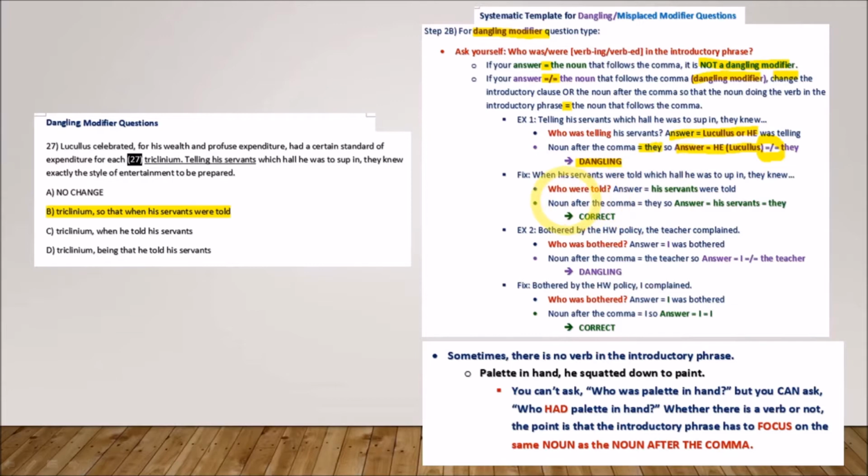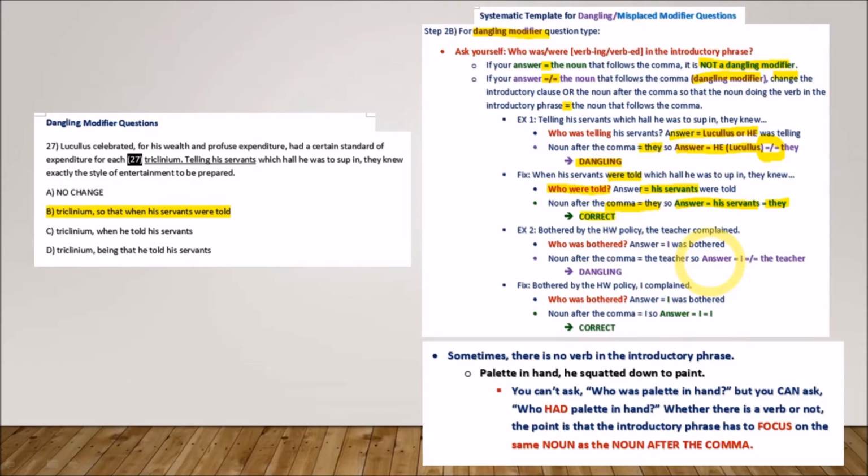So let's check this fix. "When his servants were told which hall he was to sup in, they knew." So for this new introductory clause, we ask the question, who were told? And your answer is, his servants were told. And the noun after the comma equals they, his servants are they, and choice B is the only choice that changes the introductory clause because they, or his servants, were told.